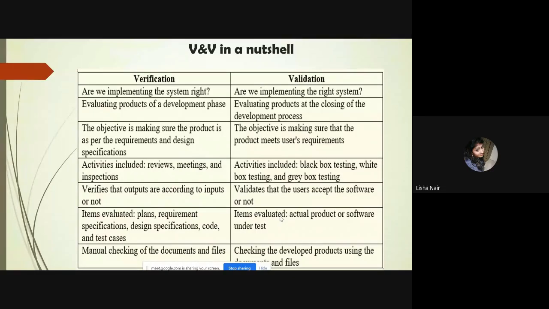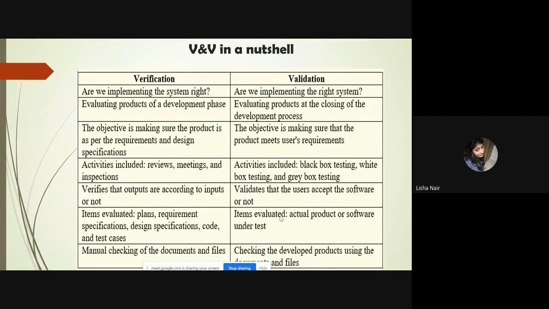So that's what I was saying. In the very beginning, we start assessing. When we start evaluating in the very beginning, from the development phase itself, that's called verification. But when we are almost done, that is when we do the validation of the product. So these are the differences.